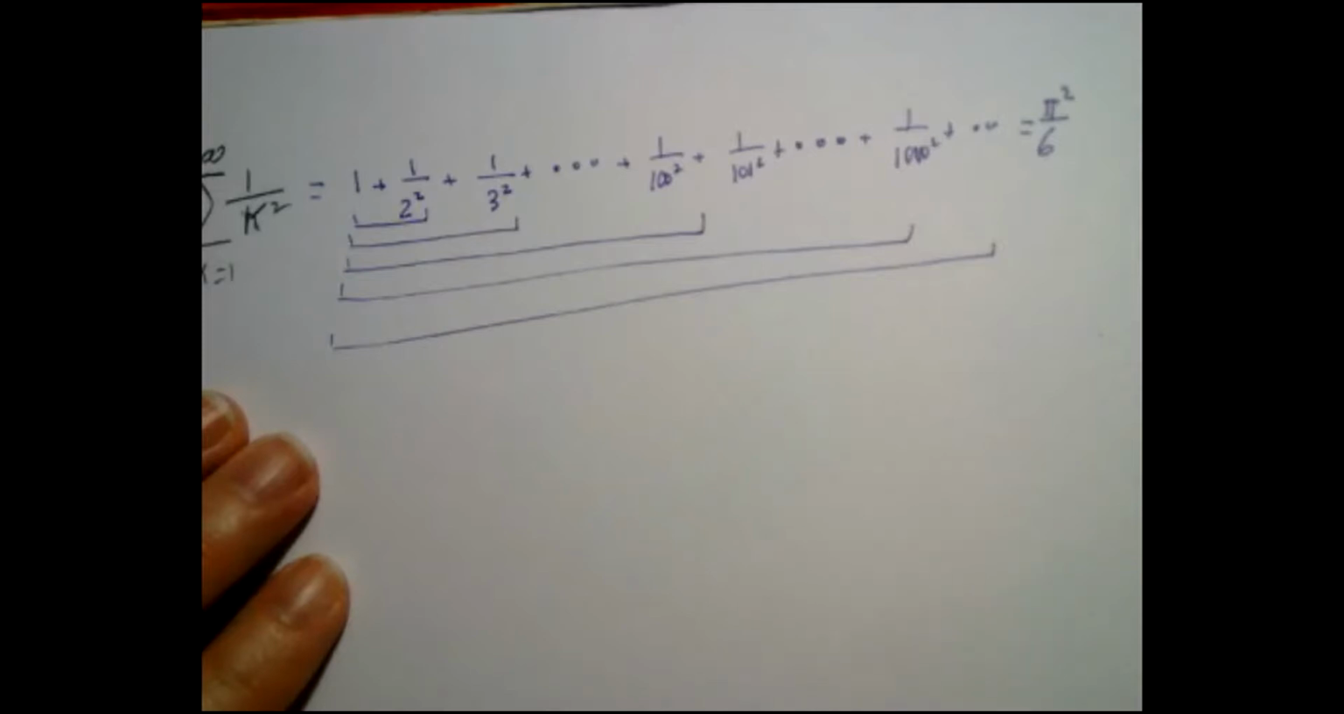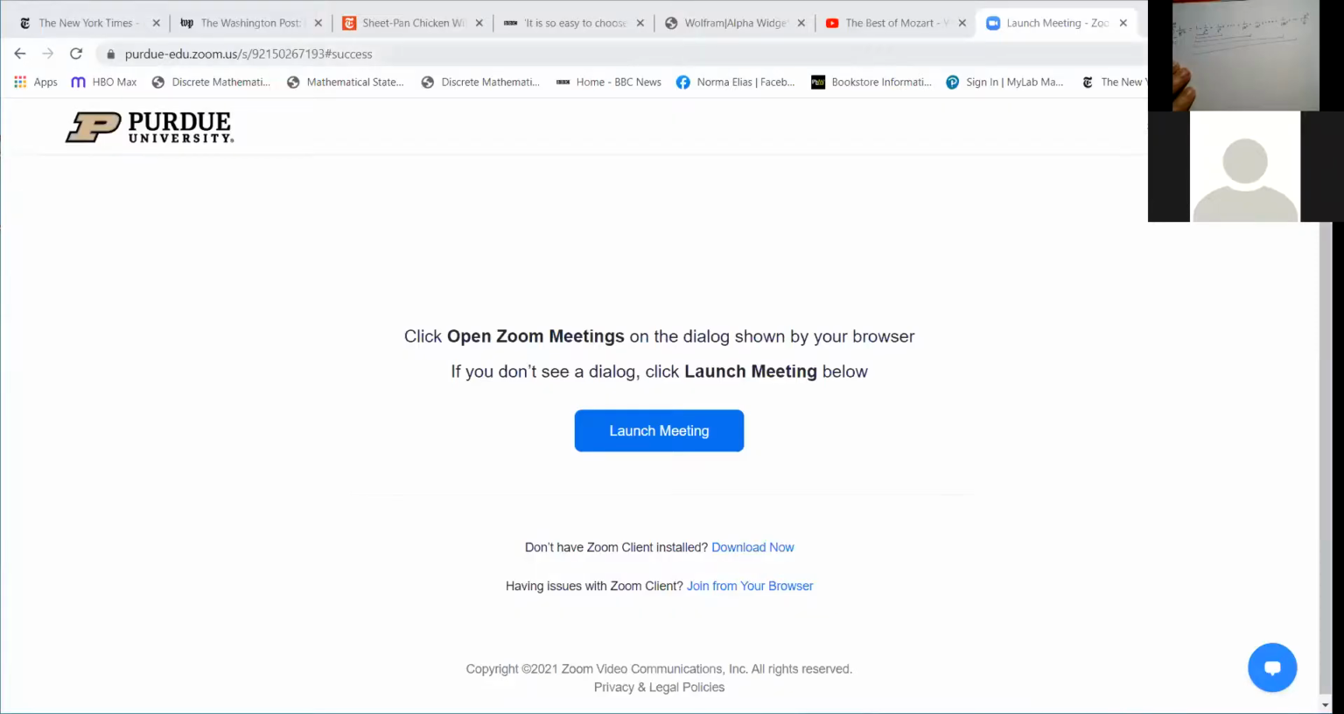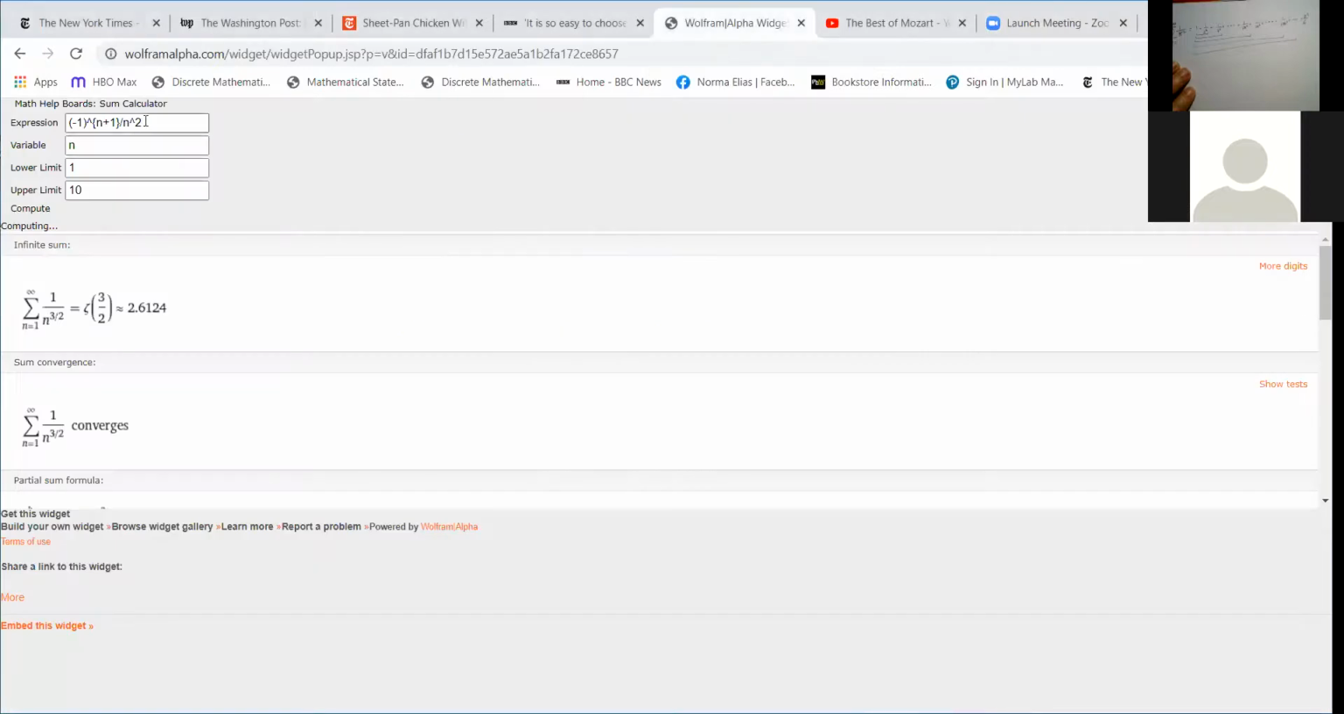So let us actually add them. I'm going to share the screen and add them with you, and let's figure this out. Okay, this is Wolfram Alpha, which is a computer algebra system which helps us add numbers. My numbers are 1 over n squared, and I'm going to add them from 1 to 100, physically adding them. So this is going to add them.